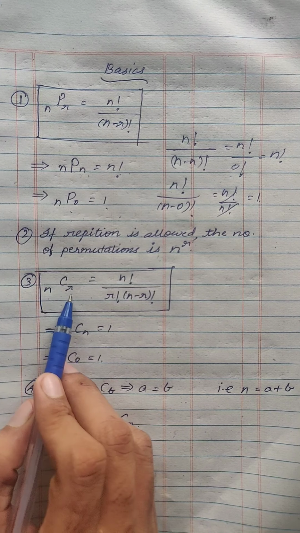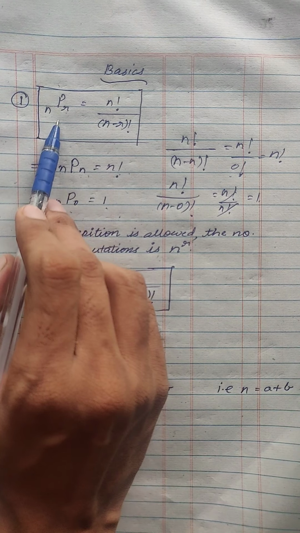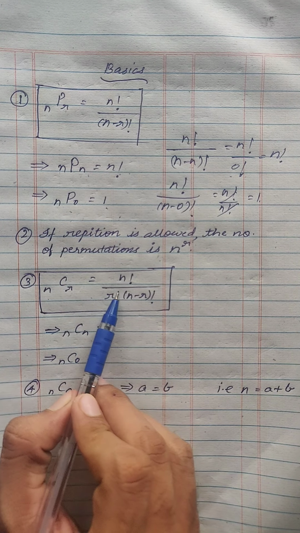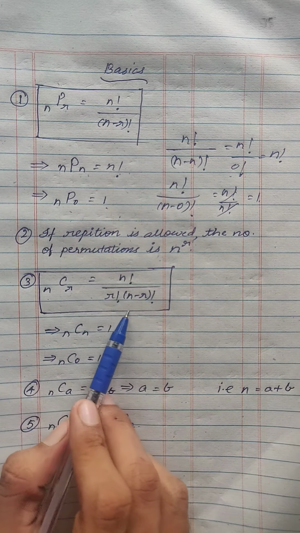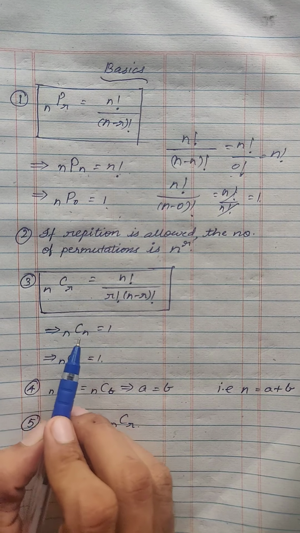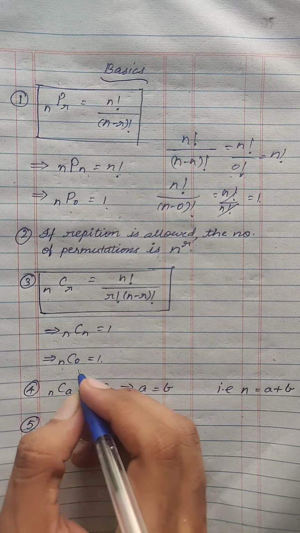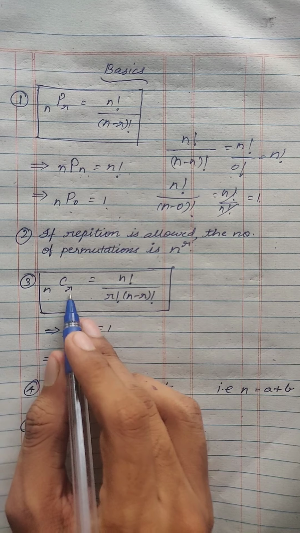Third one, nCr. You know the formula for nCr, it differs from the formula of nPr only by one r factorial in the denominator. Apart from that, it is very similar to the permutations formula. So here also we have two special cases. One is nCn, other one is nC0. So how have we got nCn? You have to substitute n in the place of r.